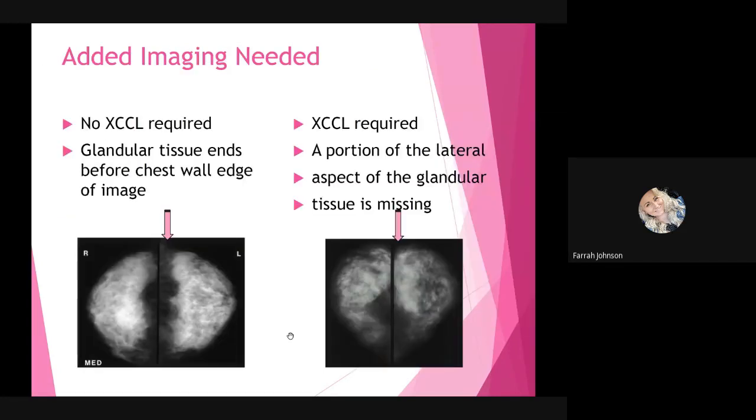So for added imaging needed, for example, in this image, if you look at the left breast, you can see the axillary tail quite well. And you can see this retromammary fat behind that glandular tissue. So in this case, no XCCL would be required because the glandular tissue ends before the chest wall edge of the image. Whereas if you compare it to this mammogram over here, you can tell that they have quite a bit of posterior glandular tissue that we're not visualizing on that lateral side. So this is when you would want to use an XCCL projection to ensure that you're visualizing all of that lateral tissue.